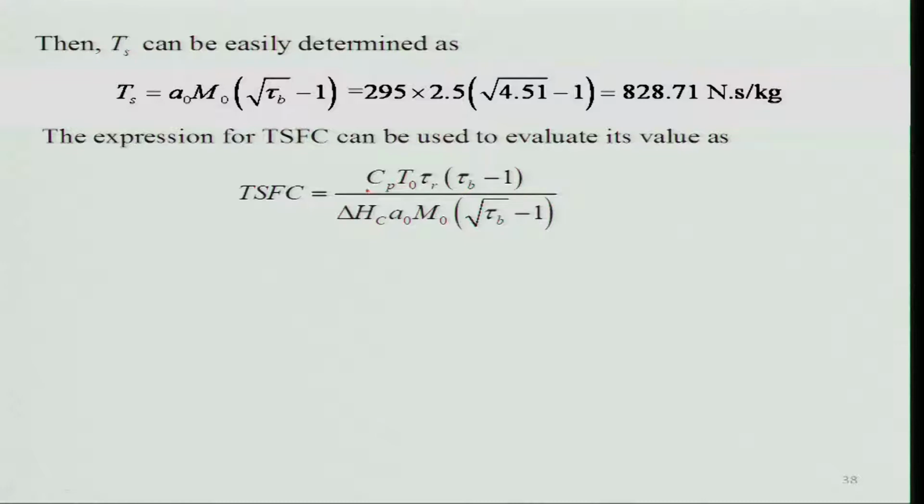We know this by definition. CP, T naught, and tau B is already evaluated, delta S is known, A naught is known, M naught is known. You just substitute these values and you get it.